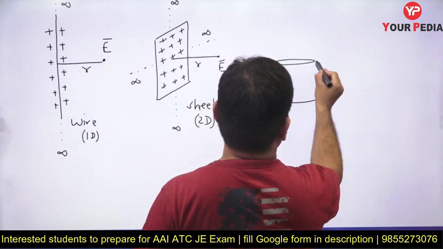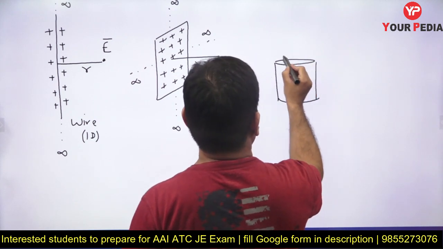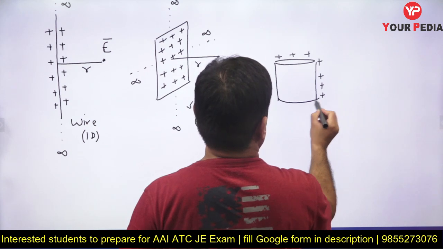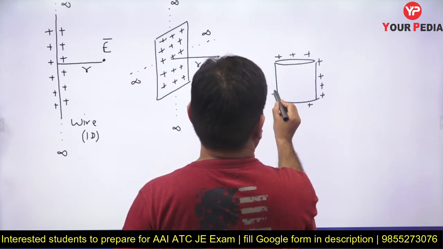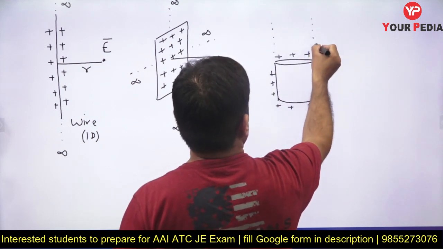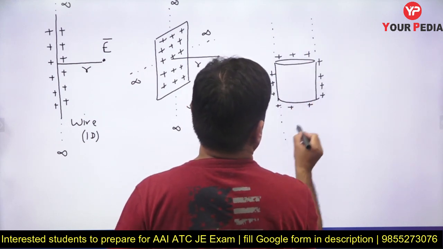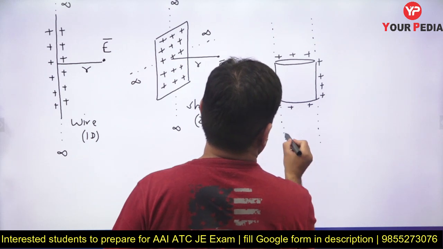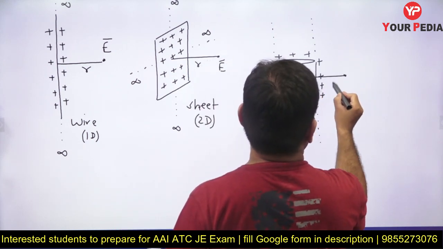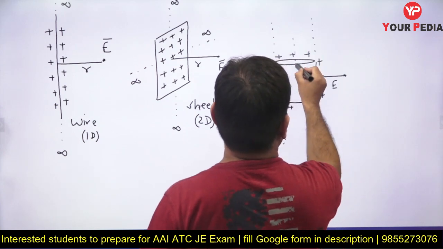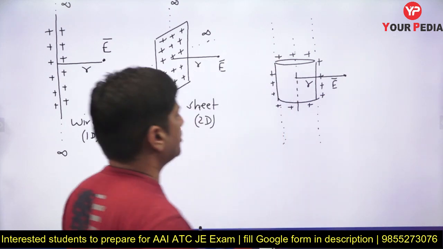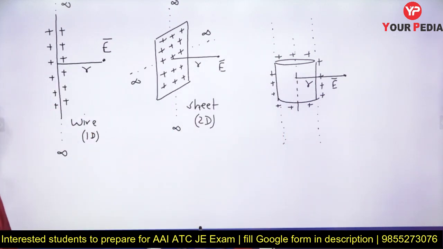What are three-dimensional things? I may give you a particular cylinder having the charge on its surface. Again it can be of infinite size on a particular side, length or something, and we want to find out what will be the electric field at distance r from its center, because of this charge on the cylinder.